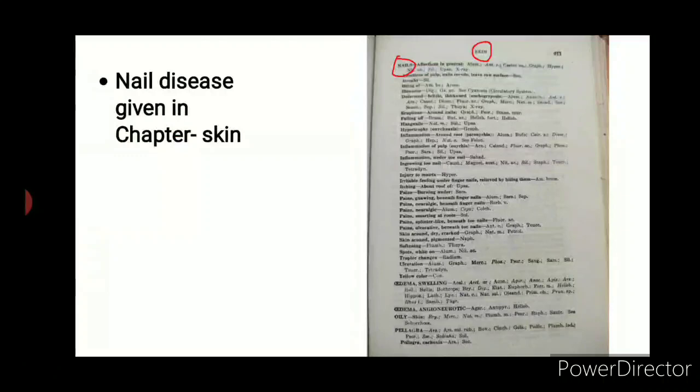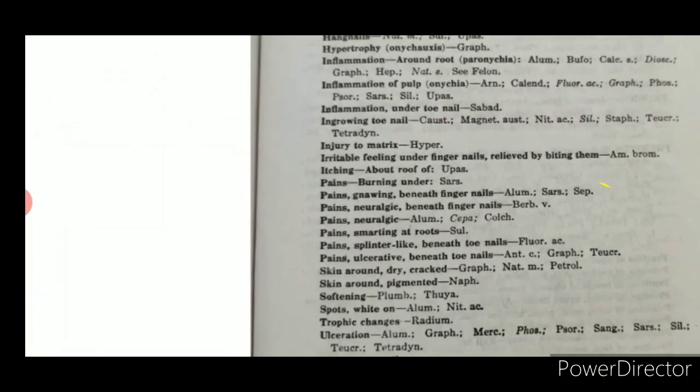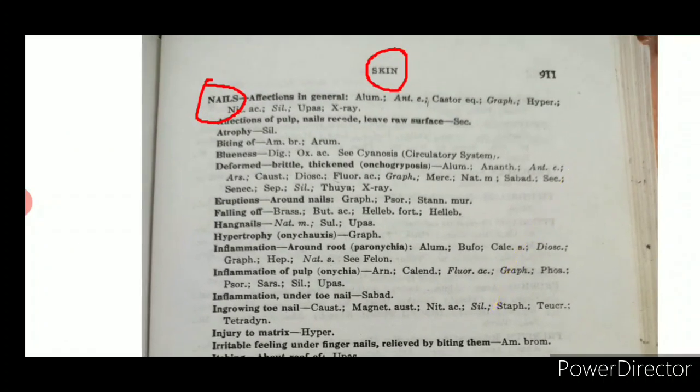Now another most important thing is that the conditions of male are included in the skin chapter. So we will find the nails under the chapter of skin.